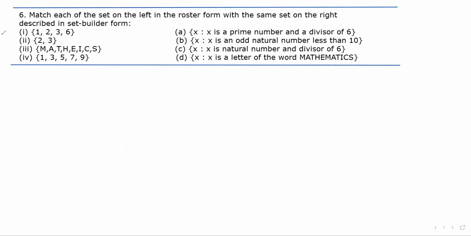Match each of the sets on the left in roster form with the same set on the right described in set-builder form. On the left you have the roster form, on the right you have set-builder form. So let's convert these sets into roster forms first. A is a prime number and a divisor of 6. We know that 6 can be split into 1 times 6 and 2 times 3. It has to be a prime number, so it cannot be 1 or 6. It has to be 2 or 3. So A is {2, 3}.